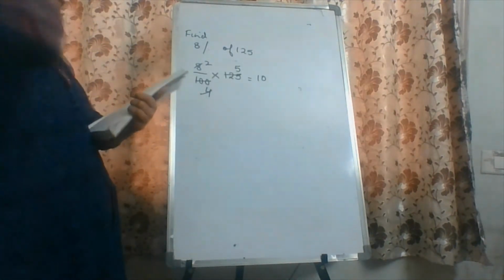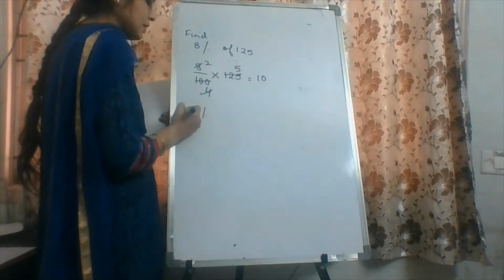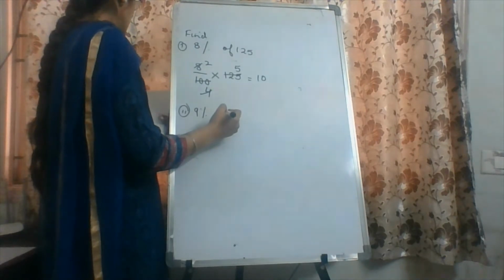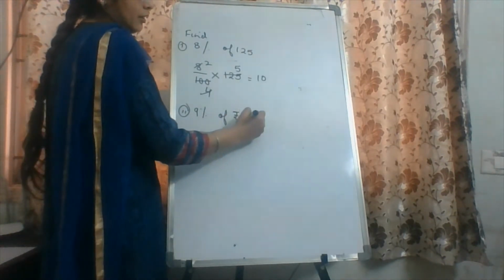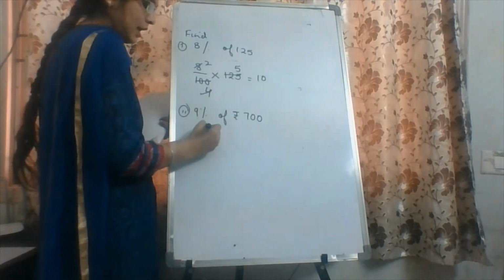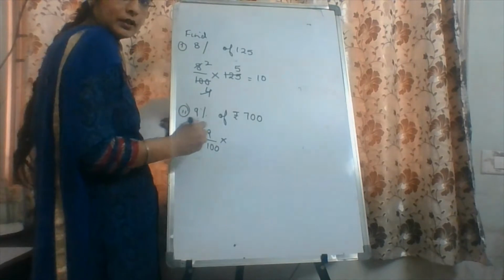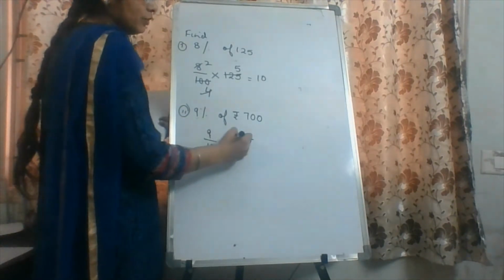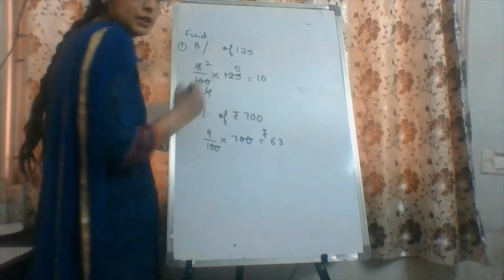Let us solve more questions. Find 9% of rupees 700. 9% can be written as 9 upon 100. Of changes to multiplication, 700. This is equal to 9 multiplied by 7, 63 rupees.